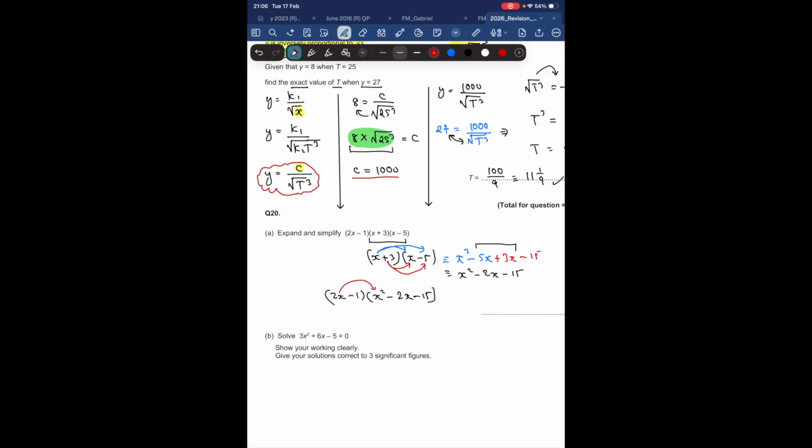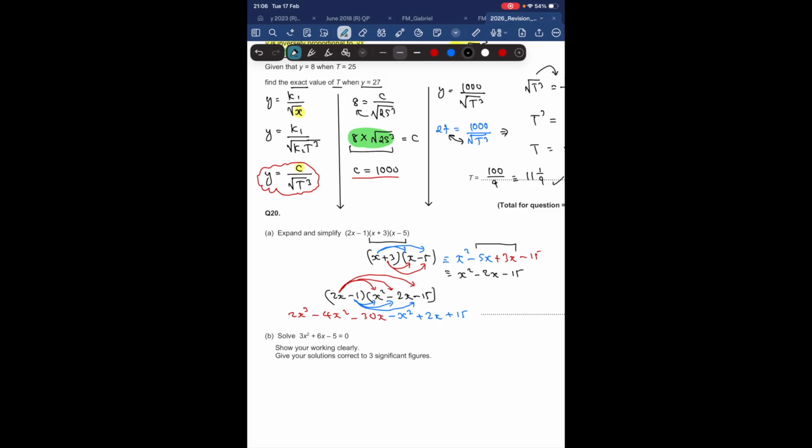2x times x squared will give me 2x cubed. 2x times minus 2x will give me minus 4x squared. 2x times minus 15 will give me minus 30x. Minus 1 times x squared will give me minus x squared. Minus 1 times minus 2x will give me plus 2x. Finally, minus 1 times minus 15 will give me plus 15.